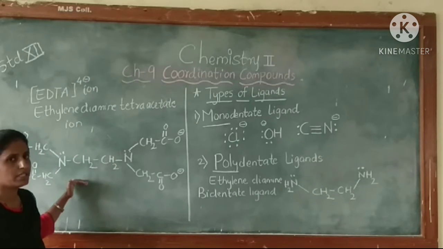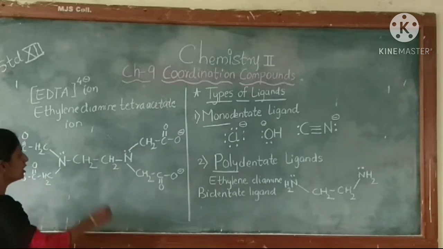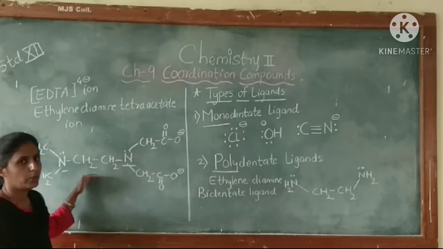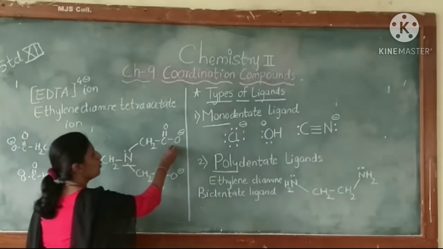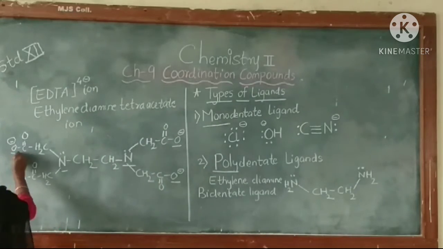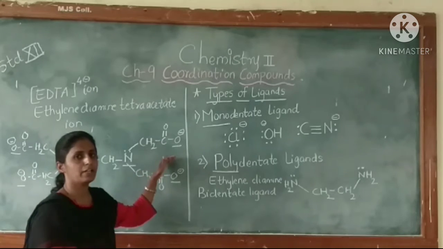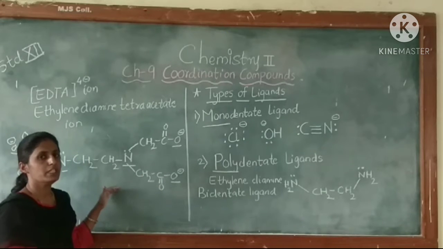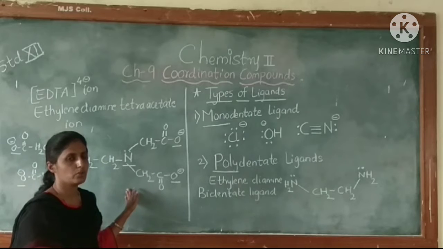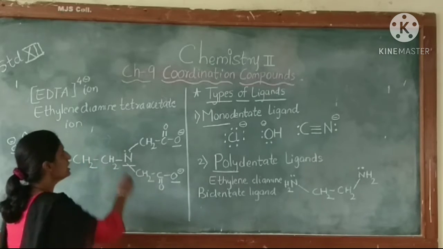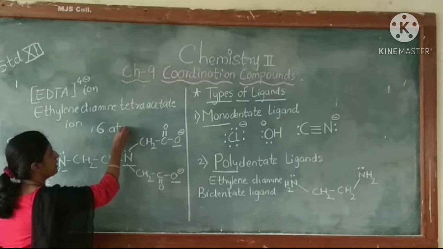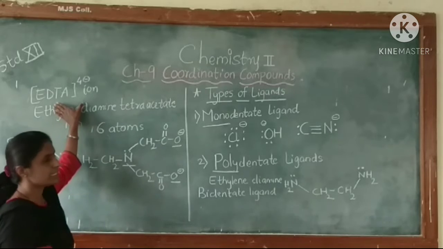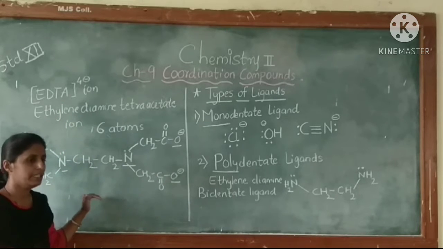Now let's have a look at how it donates 6 pairs of electrons. Now we can see here 2 nitrogens are there. So each nitrogen will donate 1 lone pair of electrons. 4 oxygen atoms are there. Each oxygen atom will donate 1 lone pair. So a total of 6 atoms are there, each donating a lone pair of electrons to the central metal atom, and hence EDTA is called a hexadentate ligand.